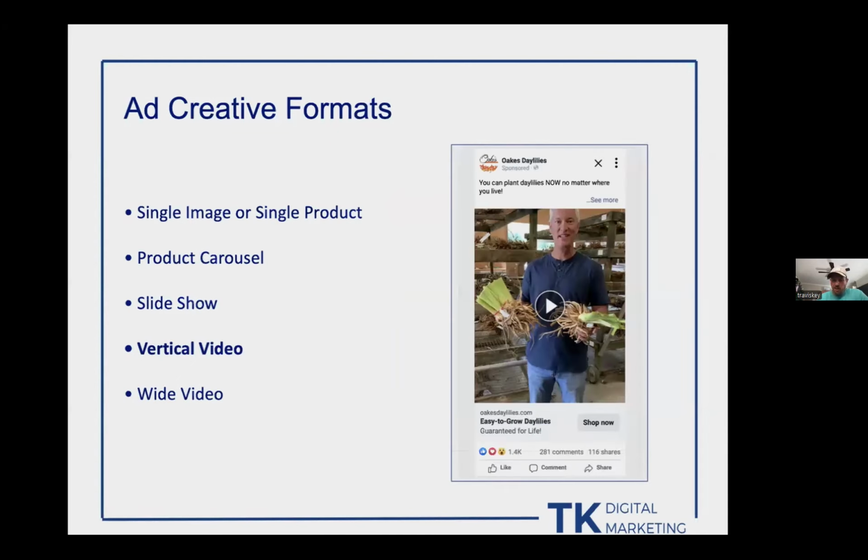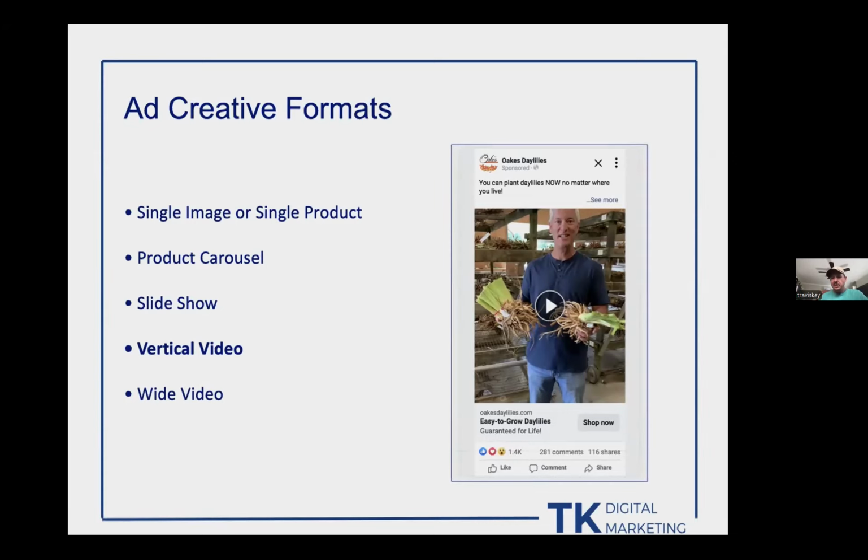Another one is vertical video. So video shot on a phone with a vertical aspect ratio. And these are some of the most effective ads, in my opinion. Now, yes, these do take a little more work because you've got to go shoot this little 1 minute video or so, but these work really, really well. And for one of my clients, Oaks Daylilies, we do a lot of these vertical videos, and they almost always perform well for us.